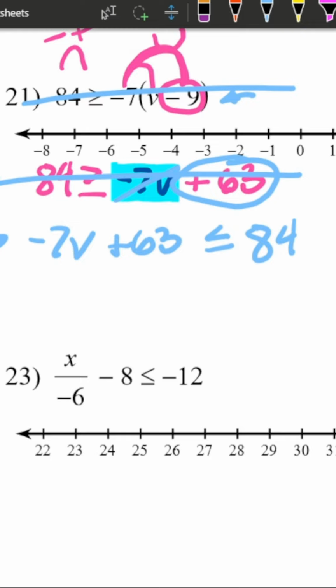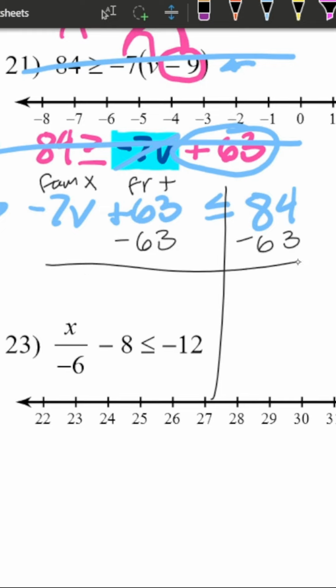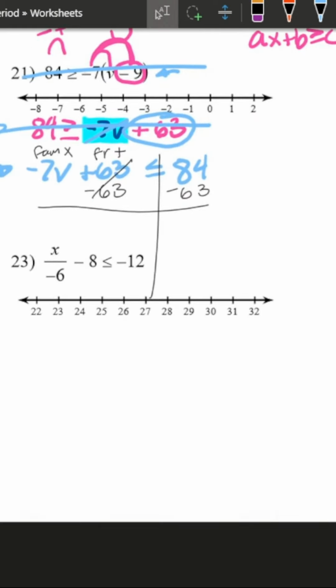So I have to identify my friend, which is plus 63, is adding, and my family, which is multiplying. Make my line, my mirror line. So first, get rid of the friend that is adding. The opposite of add is subtract. What I do to one side, I do to the other side. This goes away. And then I'm left with 84 minus 63. I get 21. Bring down my family, negative 7v. Bring down the inequality sign.